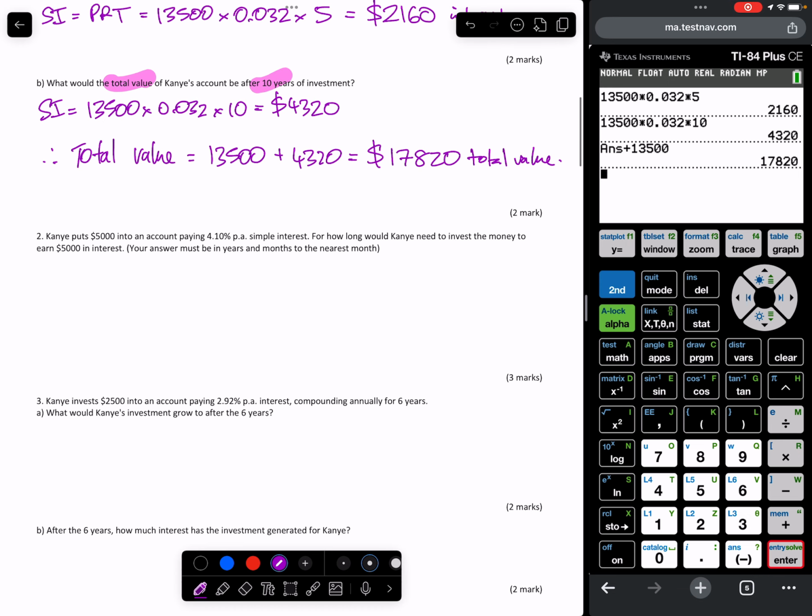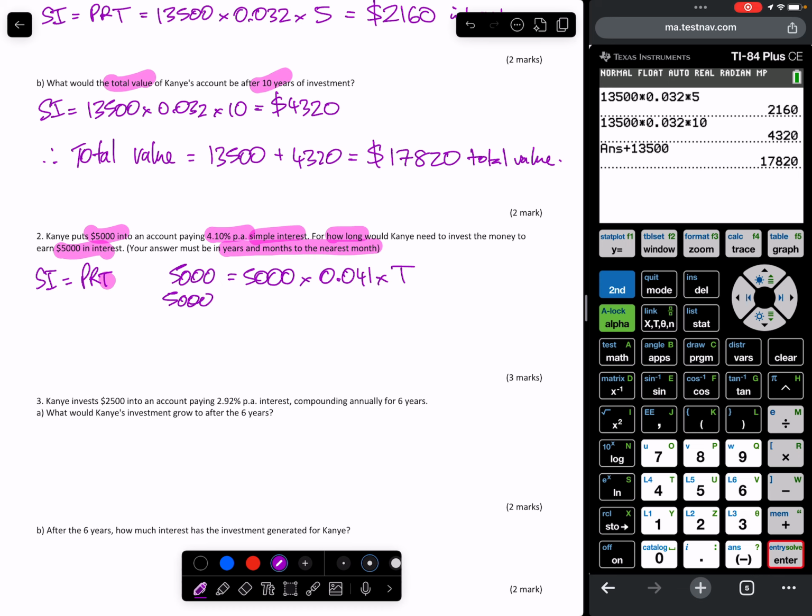Kanye puts 5 grand into an account, paying 4.10% per annum simple interest. How long would he need to invest the money to earn 5 grand interest? Your answer must be in years and months, to the nearest month. All of that is relevant. I've only given you a formula, which is SI equals PRT, which I know is what we're using because it said simple interest. But this time I'm trying to find T. So I need to put everything else in that I know. I wanted to earn 5 grand in interest. I'm putting 5,000 in, times the rate as a decimal, 0.041, times T.